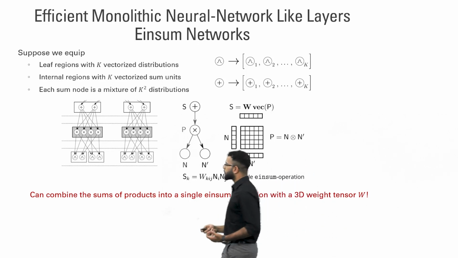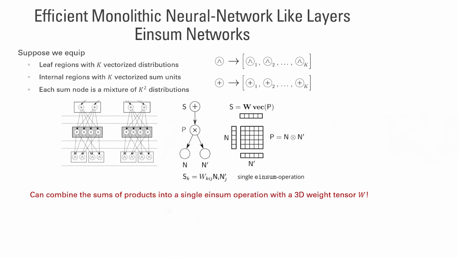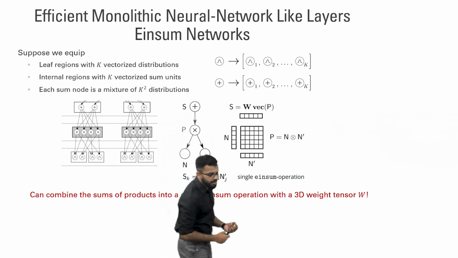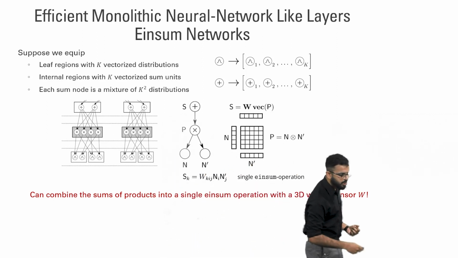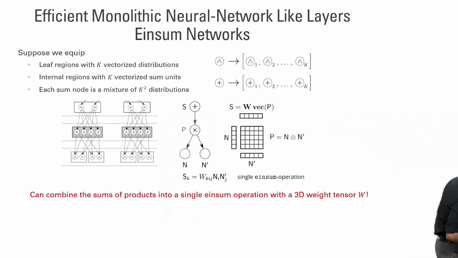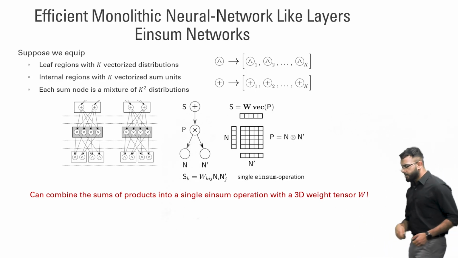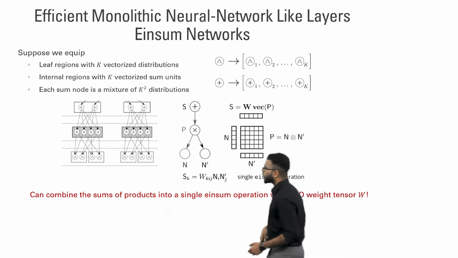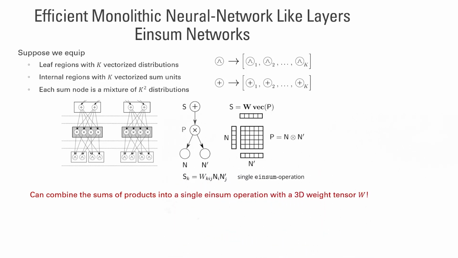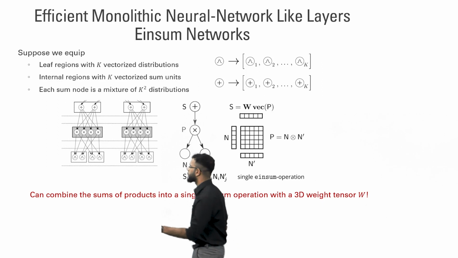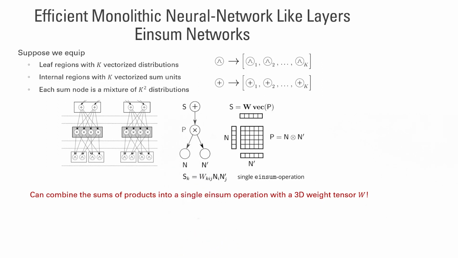Now, this entire thing can be very compactly and very efficiently notated and computed using what is called the Einstein operation, where you define which indices of your tensors are being multiplied and which indices are being summed over, right? And most deep learning libraries that support backpropagation also have an efficient way of implementing this Einstein operation, right? So, question? Yeah, so you can combine the sums and products into what is called a single Einstein operation with a 3D weight tensor. That's the whole point.